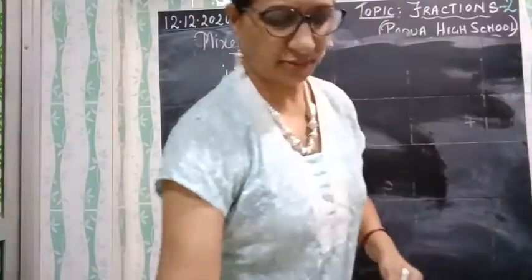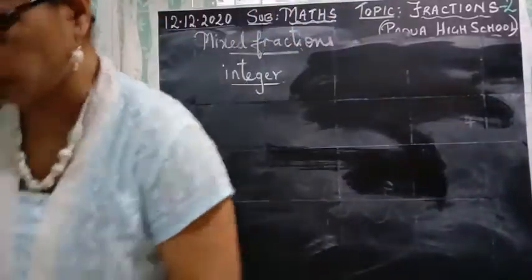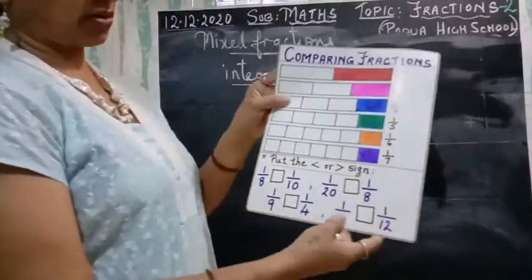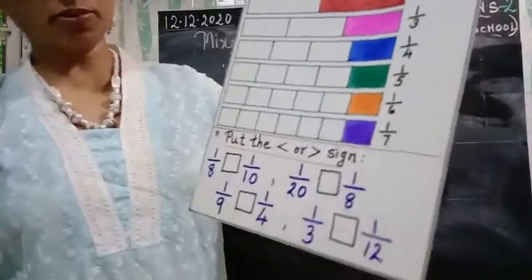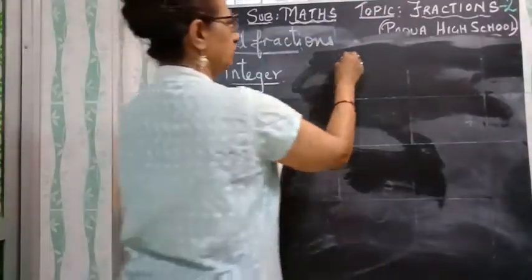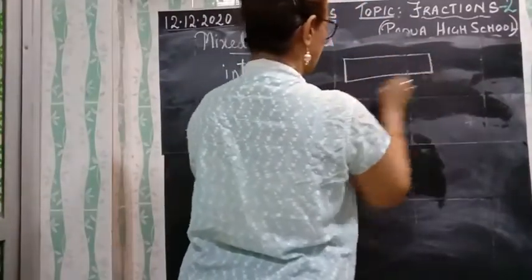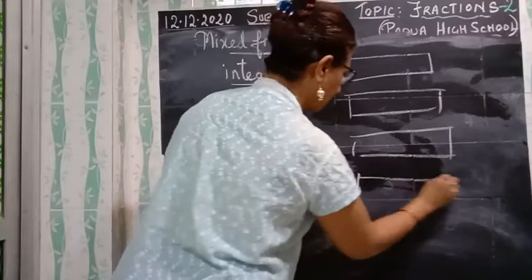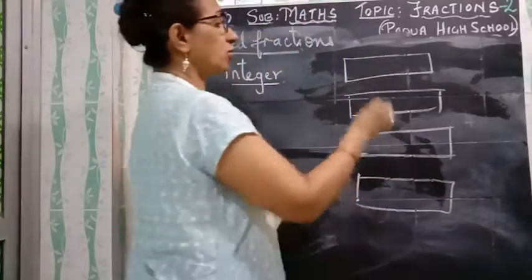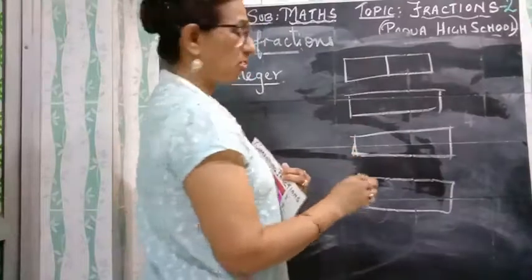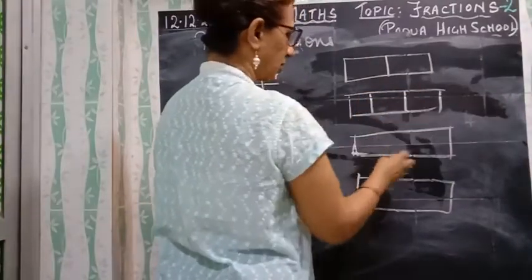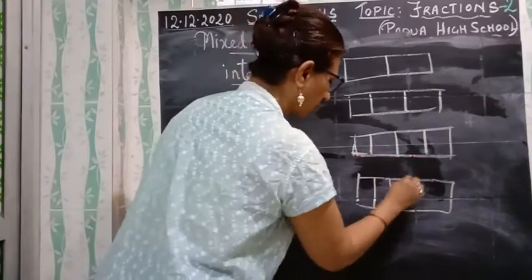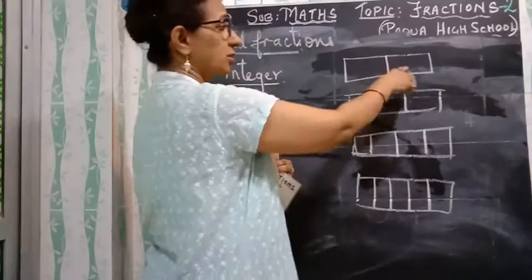Now next we have, children, comparison. Comparing fractions. It is very important to learn comparing fractions. Here I have made strips for you, children. Can you see, children? Comparing fractions means what, children? If I have strips like this, 4 strips, now this one I make 2 parts. This one I make 3 parts. This I make into 4 parts. This I make into 5 parts. Now what happens here?